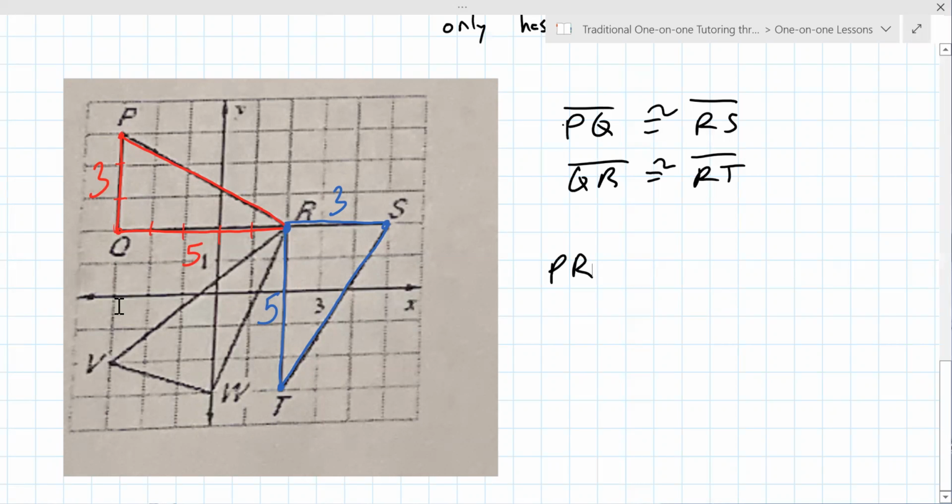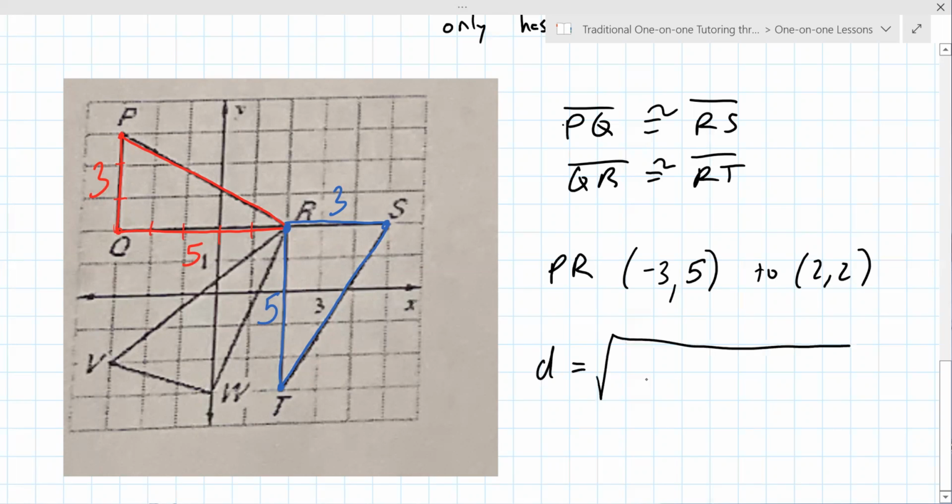Let me give you the ordered pairs here. It's from -3, 5 to 2, 2. So here's the distance formula: the square root of x2 minus x1 squared plus y2 minus y1 squared. This is the distance formula.